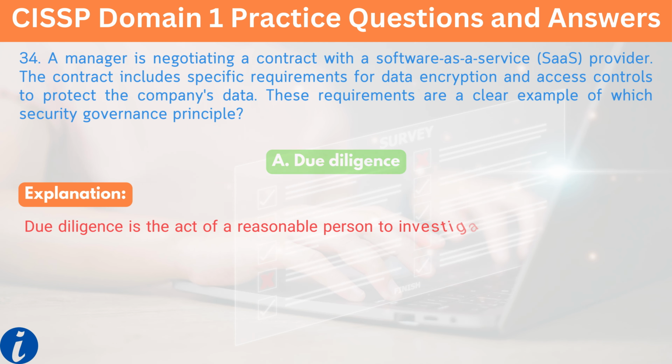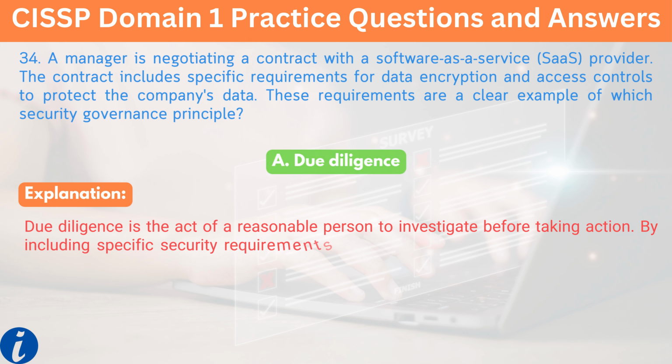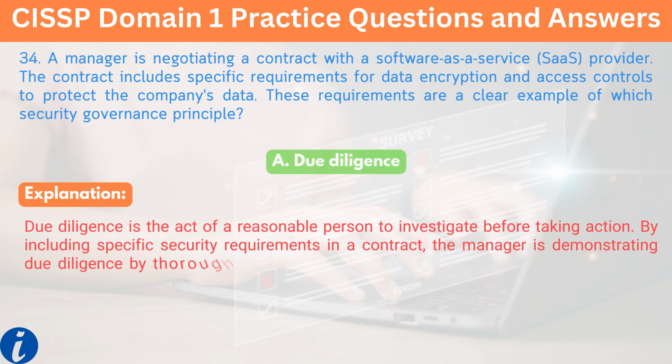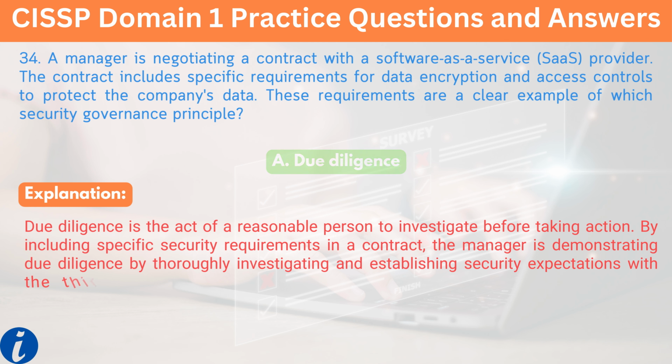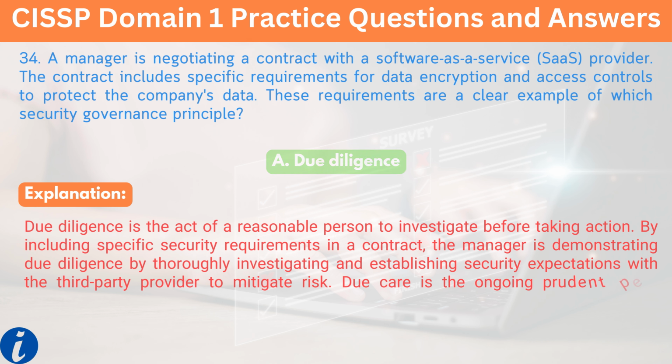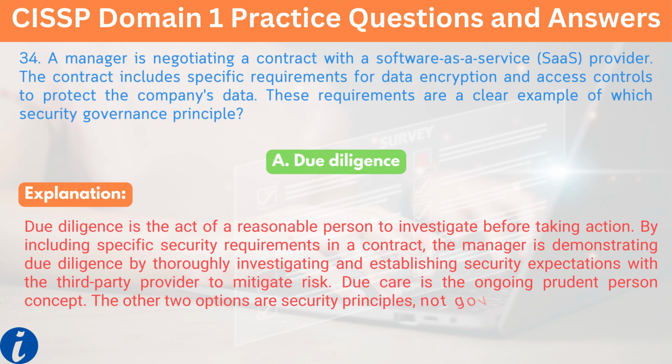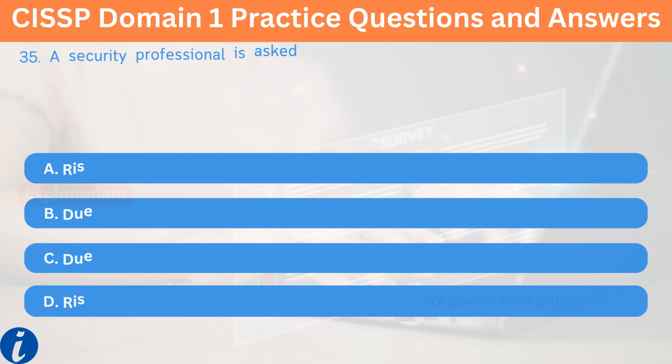Due diligence. Explanation. Due diligence is the act of a reasonable person to investigate before taking action. By including specific security requirements in a contract, the manager is demonstrating due diligence by thoroughly investigating and establishing security expectations with the third-party provider to mitigate risk. Due care is the ongoing prudent person concept. The other two options are security principles, not governance principles.